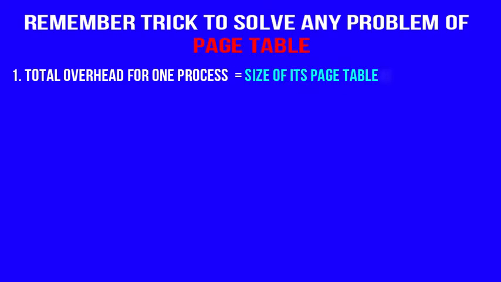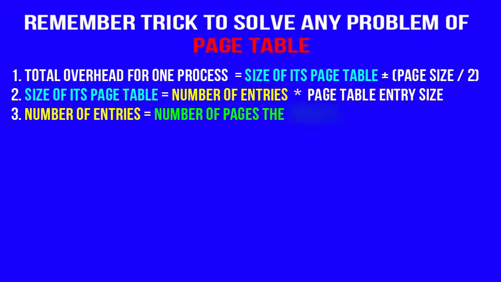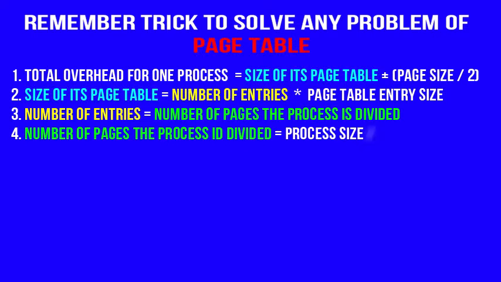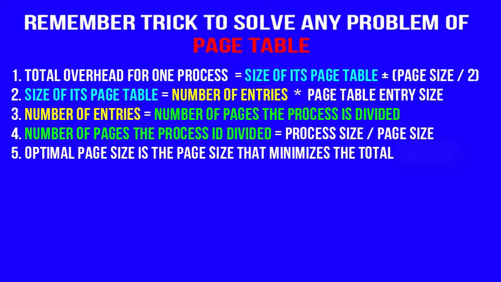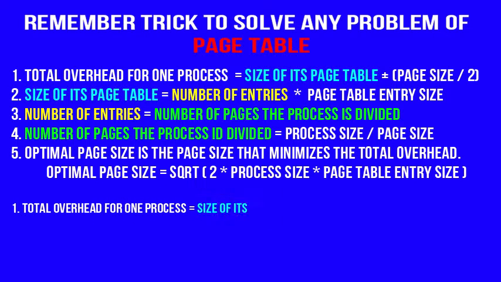First of all, some rules are given here. Number one, how you can find the total overhead for one process. Total overhead for one process is equal to the size of its page table plus page size by 2. Second formula, size of its page table equals number of entries into page table entry size. Third, number of entries.